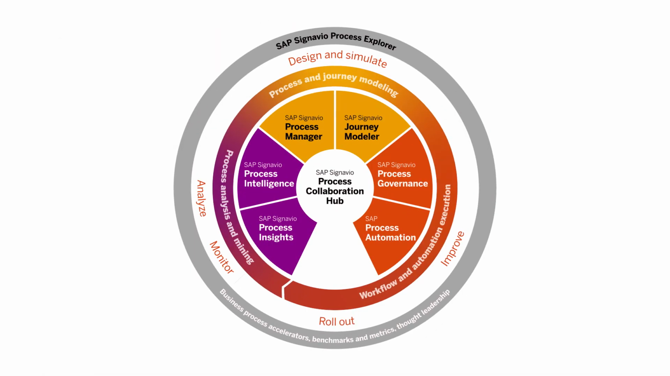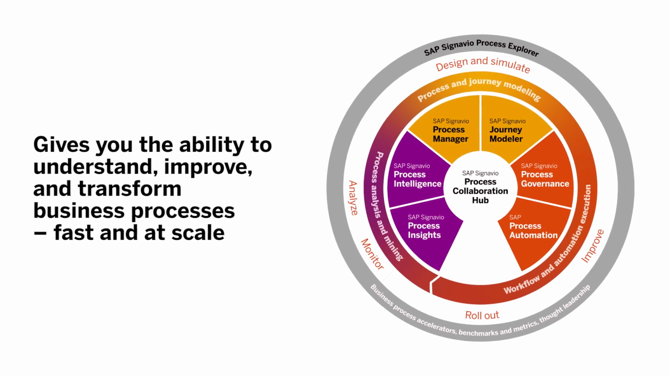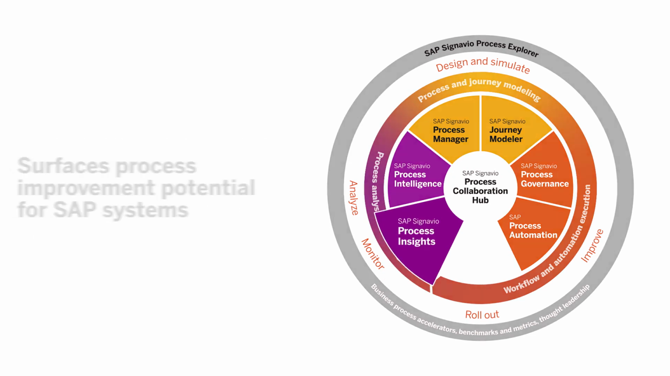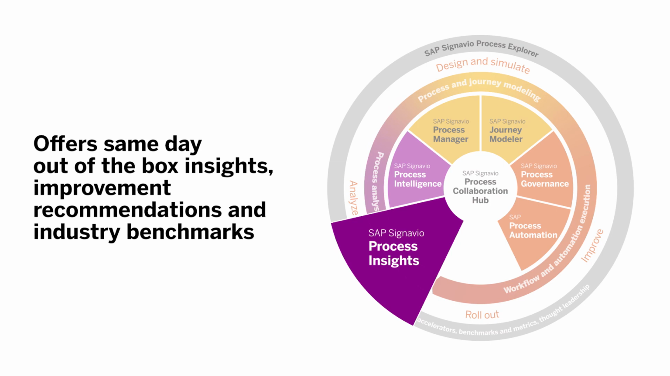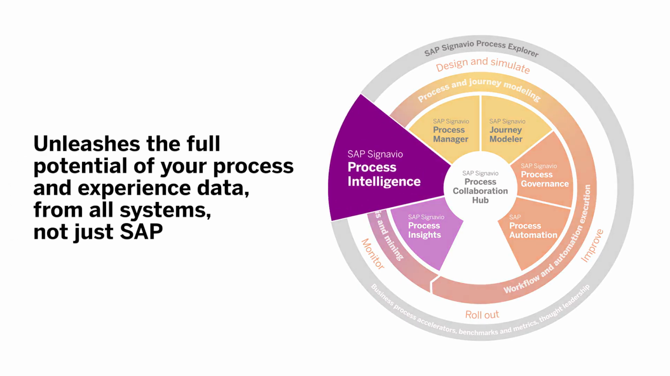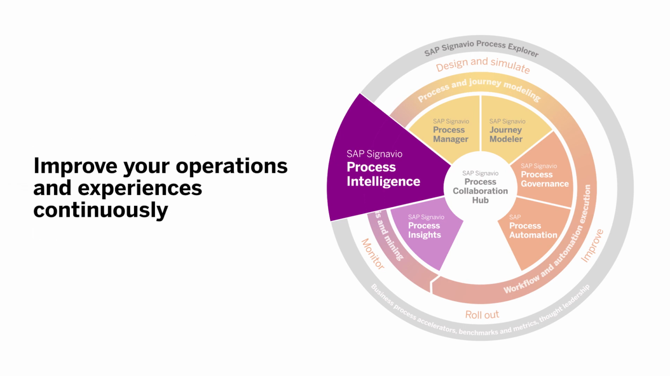SAP Signavio Process Transformation Suite gives you the ability to understand, improve, and transform your business fast and at scale. SAP Signavio Process Insights surfaces process improvement potential for SAP ERP systems and SAP S/4HANA systems. It offers same-day, out-of-the-box insights, improvement recommendations, and industry benchmarks so that you can optimize your process performance. SAP Signavio Process Intelligence then unleashes the full potential of your process and experience data from all systems, not just SAP, to improve your operations and experiences continuously.